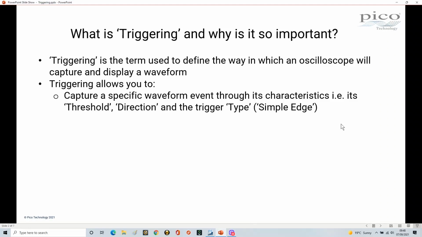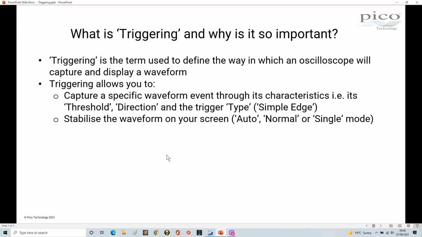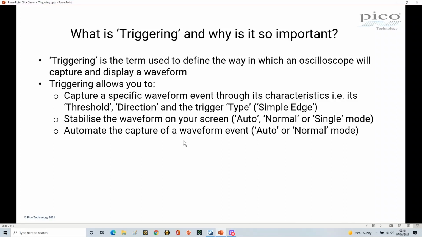But anyway, let's see what else we have got. It allows you to stabilize the waveform on your screen, and this is where you'll see terminology such as auto, normal, and single mode. We're going to go through each of these in turn so that we can see exactly what they do. It also lets you automate the capture of a waveform event, and this is where the auto and normal come in, so that you don't have to do anything, it sits there and does it for you. But it's important to understand the difference between the auto and the normal modes.